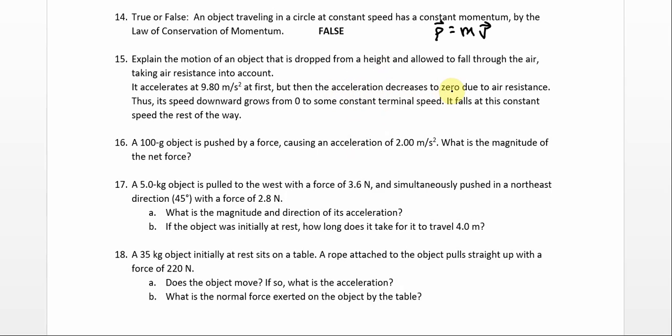So the acceleration decreases and eventually goes to zero. That's when gravity and air resistance are equal, but pushing in opposite directions, and so they kind of cancel each other out. So at that point, the speed, which at first was growing, starting at zero, will get up to some constant terminal speed or terminal velocity, right? And then it doesn't go past that because the acceleration has gone to zero, so it won't change beyond that. And so it will fall at this constant speed the rest of the way.